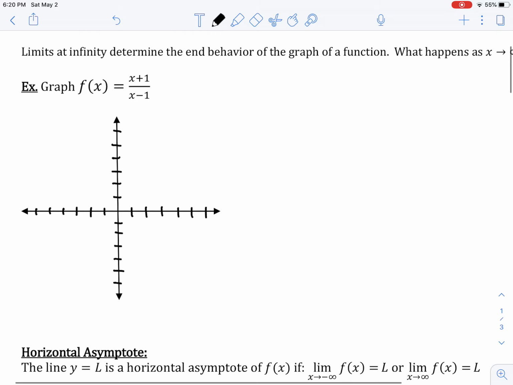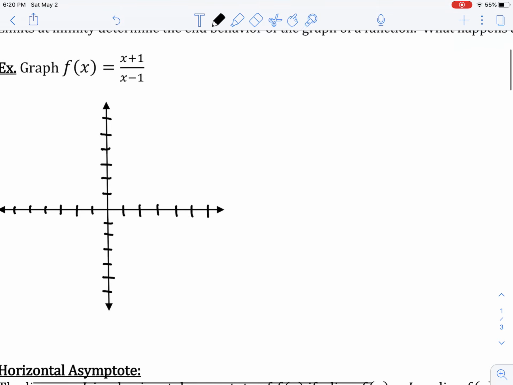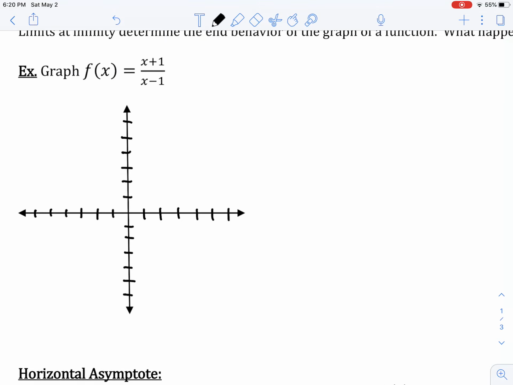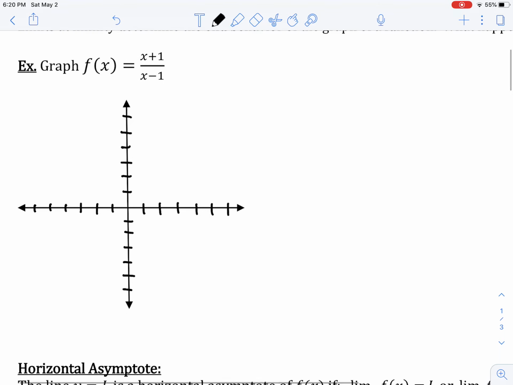So here we have just some rational function. Let's take a few minutes just to graph this and make sure we got this. It's a nice review of stuff we did back in chapter 2. First thing that we're going to want to find is any vertical asymptotes. And vertical asymptotes is simply where our denominator is equal to 0. And so we can say x is equal to 1.